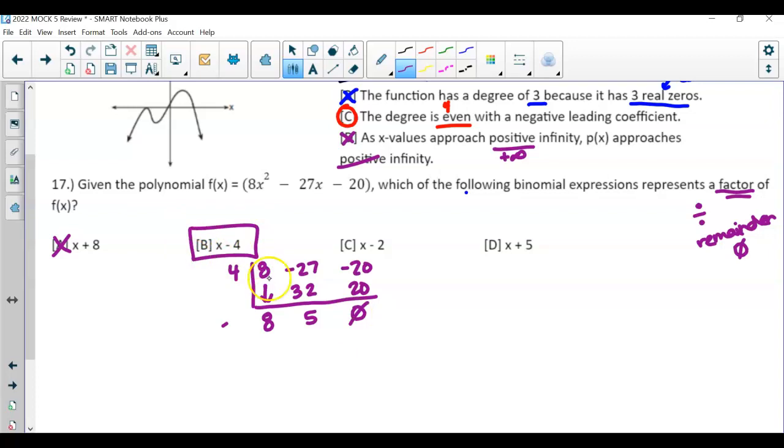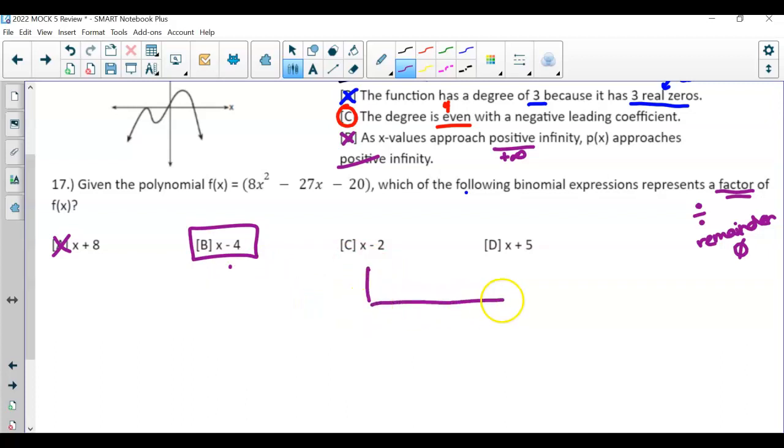So now just to show you why C would not be the answer, set it up. So now you've got +2, 8, -27, -20. Bring down 8. 2 times 8 is 16. Here you get -11. This is -22, which gives you a remainder of -42. And again, you need that remainder of 0 in order for it to be a factor. So that's why, again, B is the answer.